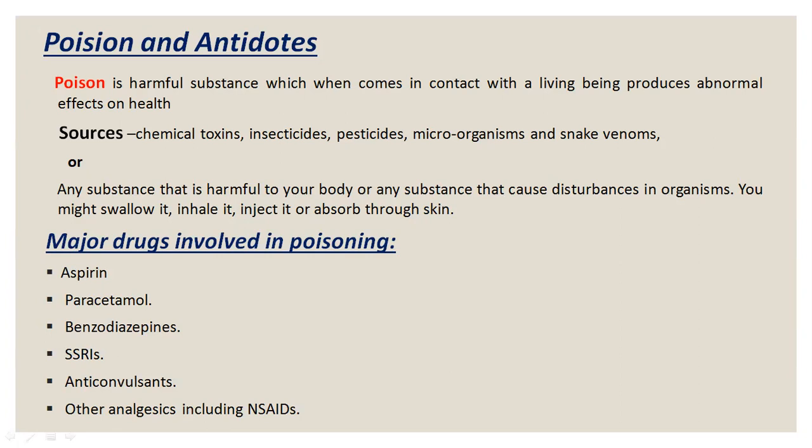Microorganisms also, some microorganisms are very responsible for causing poison to your body. And snake venom, nothing but the biting of a snake, also produces poison in your body. And the drugs also, aspirin, paracetamol, benzodiazepines, SSRIs, nothing but selective serotonin reuptake inhibitors, anticonvulsants, and the non-steroidal drugs as well as the analgesic drugs also produce poison, but when you take an overdose rather than the prescription.